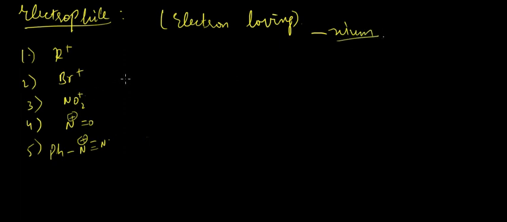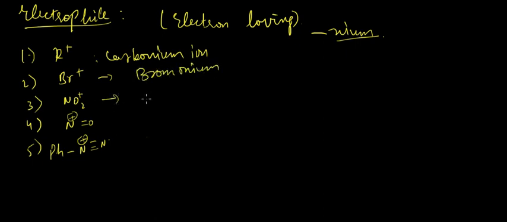So this would be carbonium ion. This would be bromonium. This would be nitronium. This would be nitrosonium. And this would be diazonium.